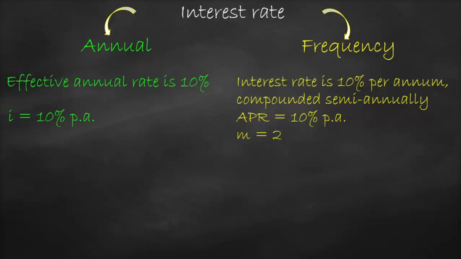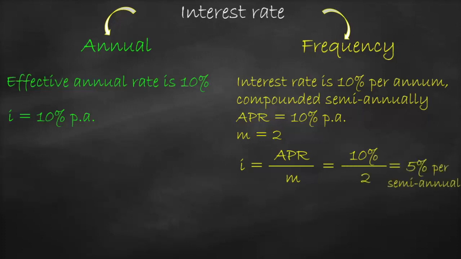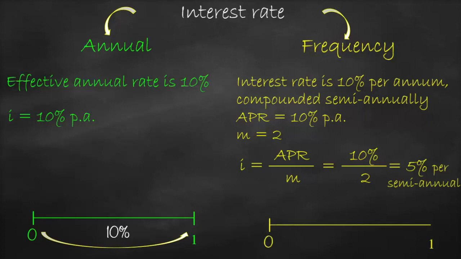Therefore, how much interest do we need to pay every 6 months? Our I is equal to APR divided by M, which is equal to 10% divided by 2. This will give us 5% per semi-annual period, every 6 months. If we'd like to draw the timeline for an annual rate, it will be from year 0 to year 1, we will receive 10%. While for this example of a semi-annual frequency, here this is 1 year, and then we have half a year. In the first half year, we will receive 5%. In the second half of the year, we will receive another 5%. A total of 10%. 5% plus 5% is equal to 10%.